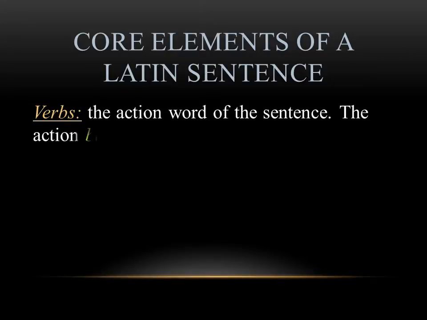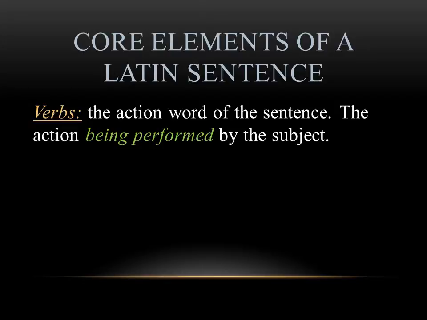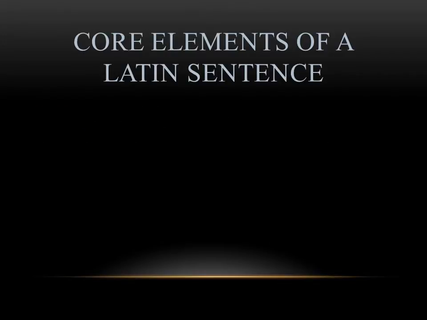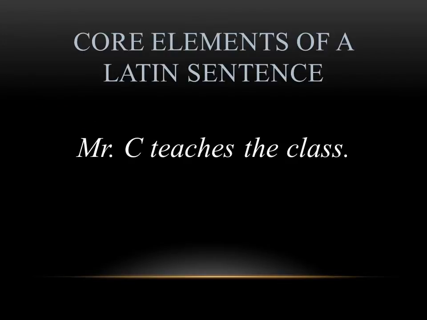So the next part that we want to look at are verbs. The verb is the action word of the sentence. In other words, it's the action being performed by the subject. And you want to remember that in Latin and English, you need a verb in order to have a sentence. You can't make one without it. So it's really important that we focus in on this part of speech. So let's go back to our model sentence of Mr. C teaches the class.